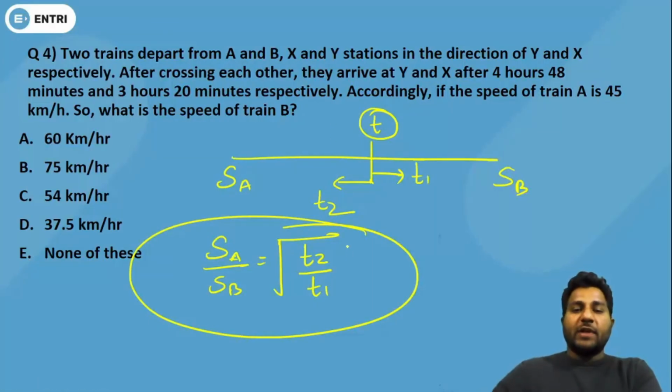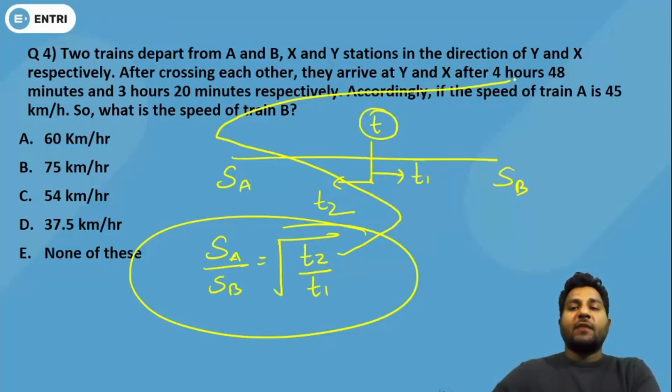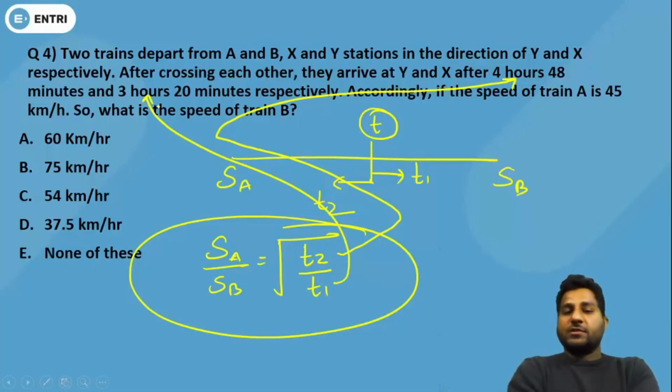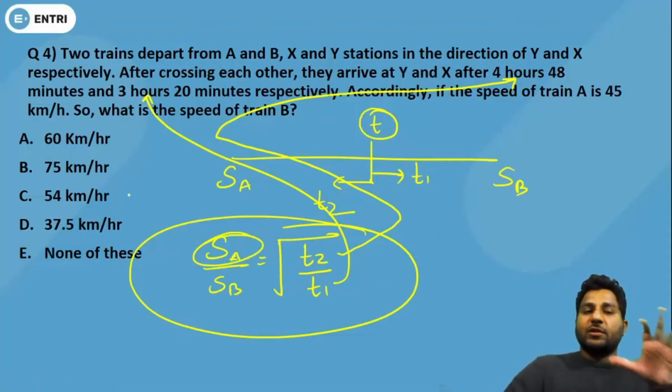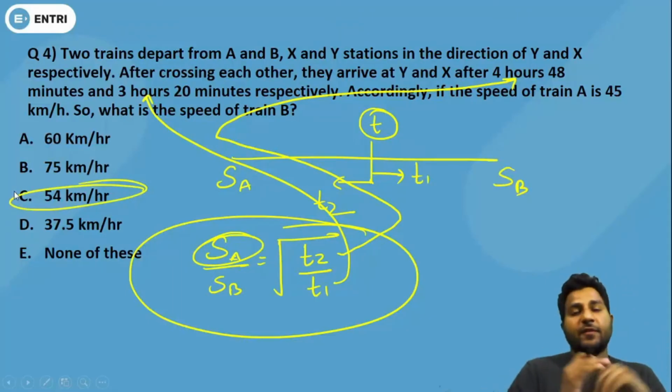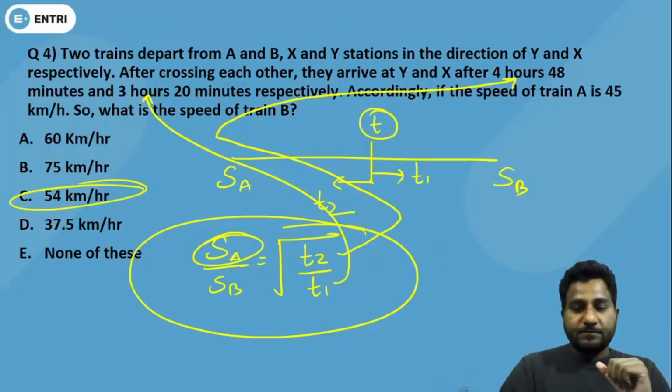Okay, so T2 time has been given as 4 hours 48 minutes, while T1 time has been given as 3 hours 20 minutes. So you will get it easily. And SA is also given, so you can easily find the answer as 54 km per hour.